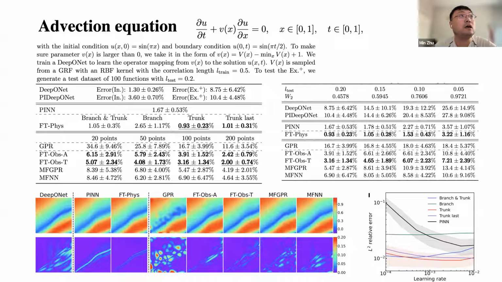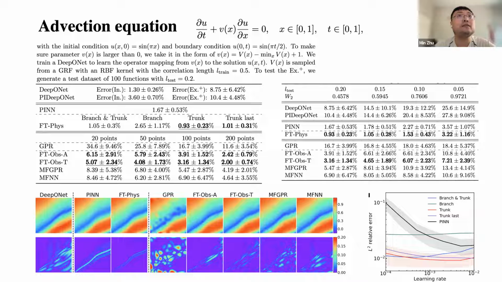The first example is the advection equation. Here is the equation, with the initial condition sin(πx) and the boundary condition sin(πt/2), to make sure that the parameter v(x) is larger than 0. We take it in this form, and we train the DeepONet to learn the operator mapping from v(x), which is the parameter, to the solution u(x,t).